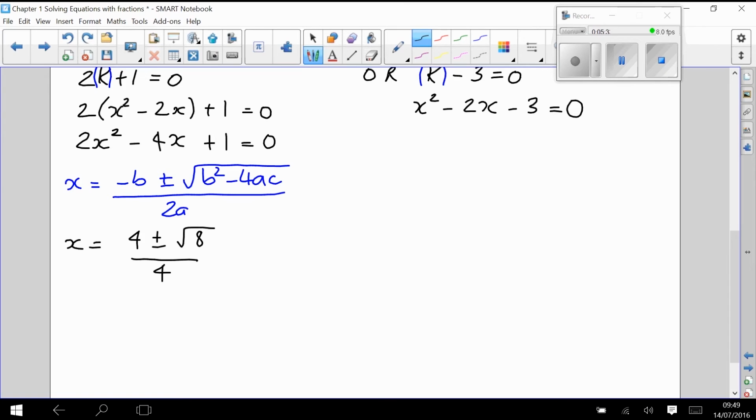If I write this to two decimal places, I would find that my first solution from this equation is going to be when x is going to be minus 0,29, and the second is going to be when x is going to be equal to minus 1,71.